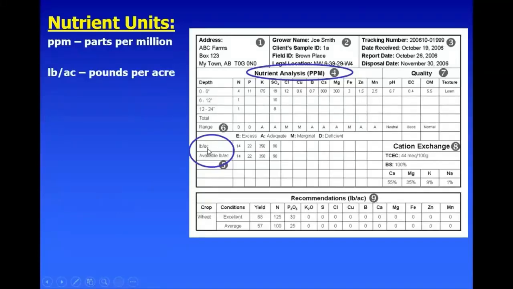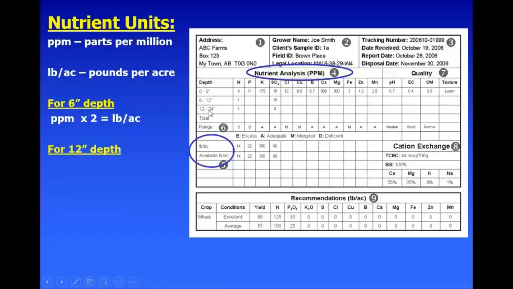But how do you convert that? If we have, for example, 11 parts per million of phosphorus in a 0 to 6 inch depth, well, 1 acre of land, 6 inches deep, weighs about 2 million pounds. So if we multiply parts per million by 2 in a 0 to 6 inch depth, that's going to give us pounds per acre. So here we are, 11 parts per million multiplied by 2 comes to 22 pounds per acre.